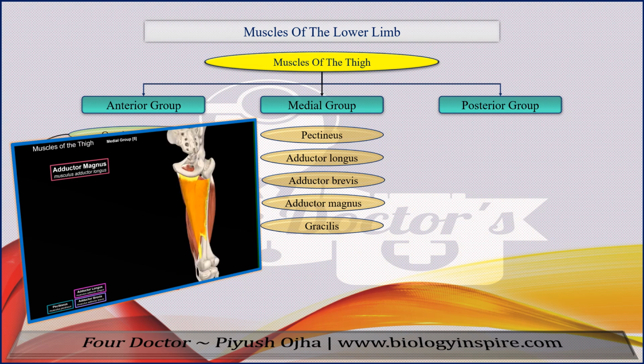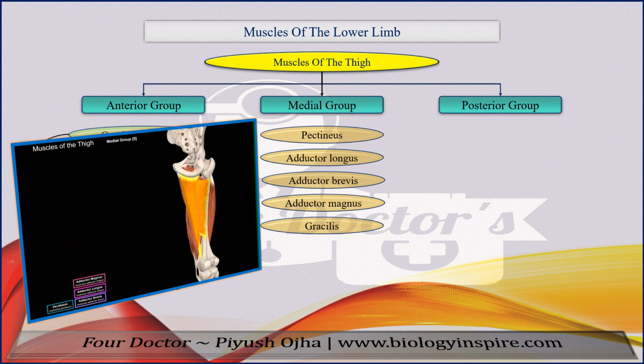The adductor magnus is a very large muscle on the medial side of the thigh, and it originates from the inferior pubic ramus, as well as the ischial ramus and the ischial tuberosity, and then it's going to insert at the medial lip of the linea aspera, as well as the medial epicondyle of the femur. Its function is adduction and extension of the thigh, and internal rotation of the thigh.